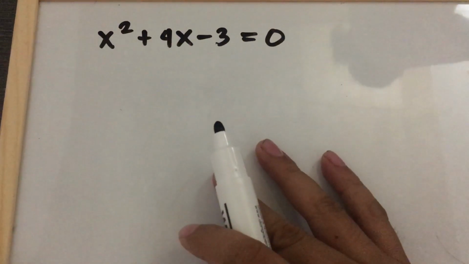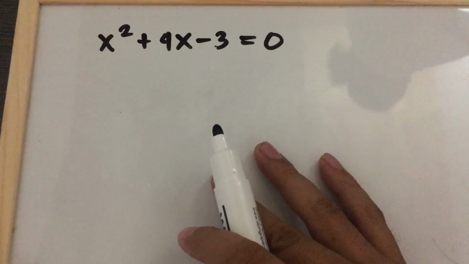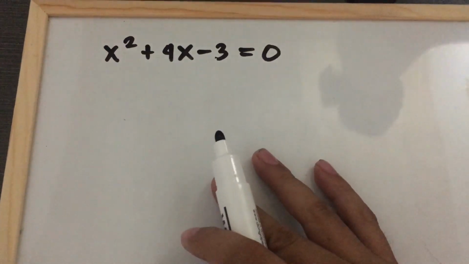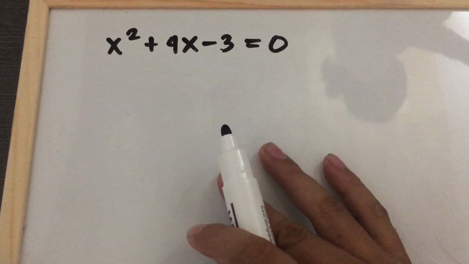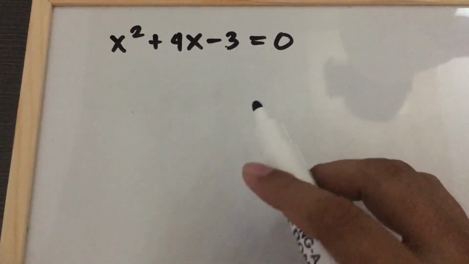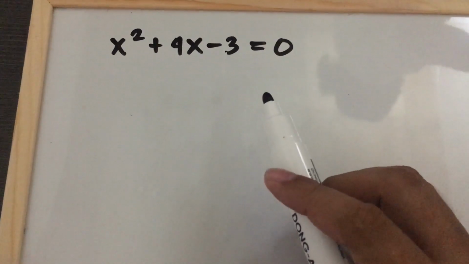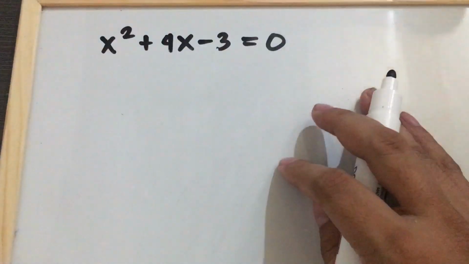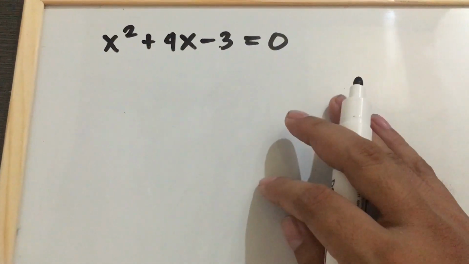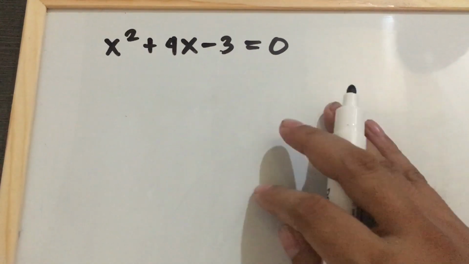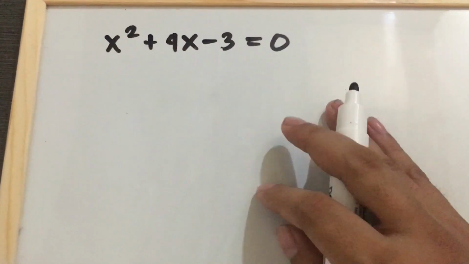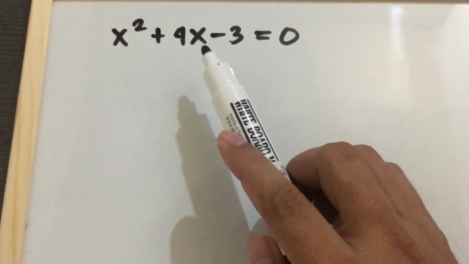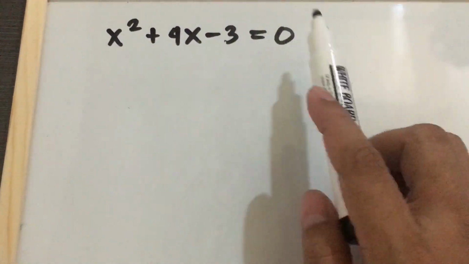Okay, good evening. So we are here for our topic, quadratic equation by completing the square. In quadratic equation, please take note that the standard form is ax squared plus bx plus c equals 0. But in solving a quadratic equation by completing the square, we have to make sure the constant number is at the right side.